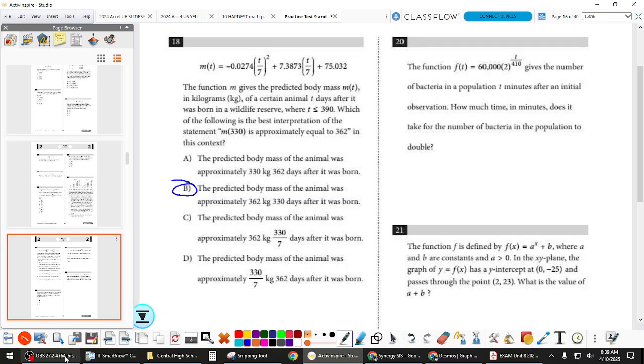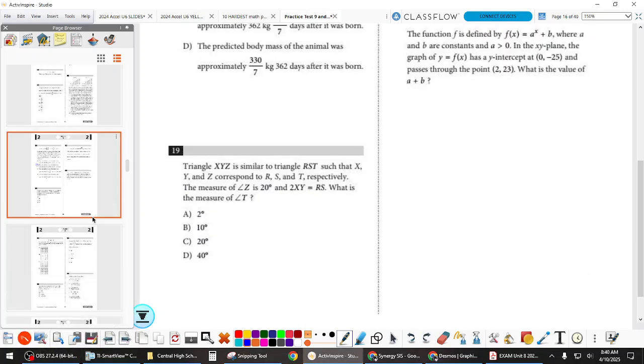So we're back to 19 on page 44. Do you guys remember that on any similar figures, actually any figures, the order of the letters tells you what corresponds? Z is the last letter and so is T. It goes on to say such that X, Y, and Z correspond to RST. It tells you that, but some of them don't tell you, so just keep that in mind. The measure of angle Z is 20, and 2XY equals RS. What is the measure of angle T?